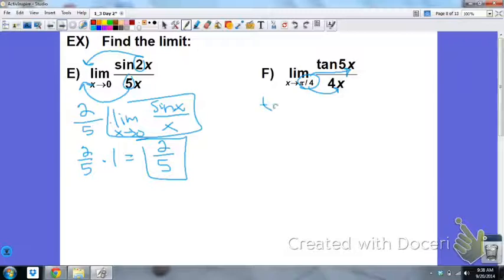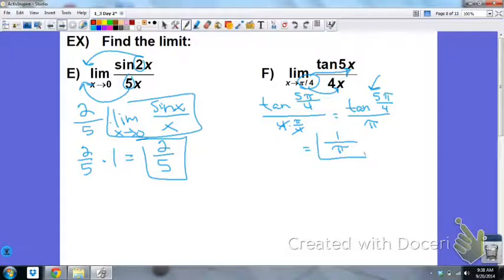So we have tangent of 5 pi over 4 divided by 4 times pi over 4. So you have the tangent of 5 pi over 4 over, those 4's cancel, over pi. When I go to my unit circle to evaluate the tangent of 5 pi over 4, we get 1, so the answer is 1 over pi, which is a legitimate answer because pi is a constant, it represents a number.